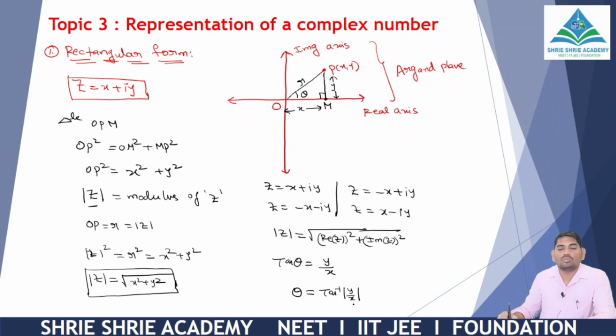So why can we take the modulus here? Because point P is in the first quadrant. So what is theta here now? Theta is called the argument of z, which is equal to tan inverse of y by x, which means tan inverse of the imaginary part divided by the real part.